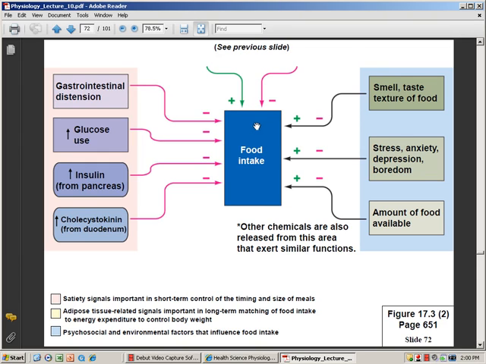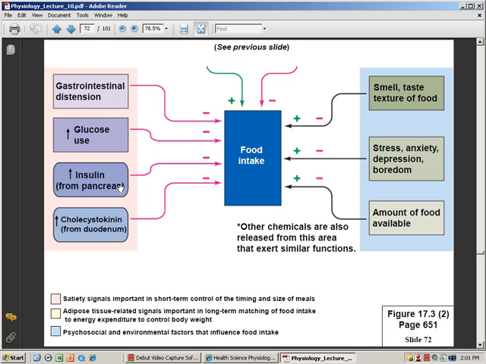There are other things. There can be gastrointestinal distension. So your GI tract's full of food. What's it going to tell you? Stop eating. It's not from a hormone pathway this time. It's actually from a neural pathway. So you have receptors that detect what? Stretch, that go to the brain and say, stop eating, man. Okay? If you have high glucose use, it's going to inhibit your food intake. You're busy burning the glucose. You don't have time to digest it.